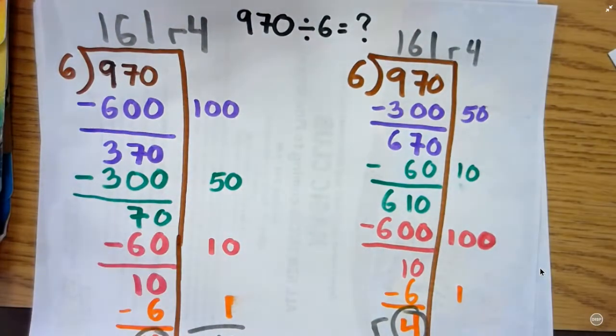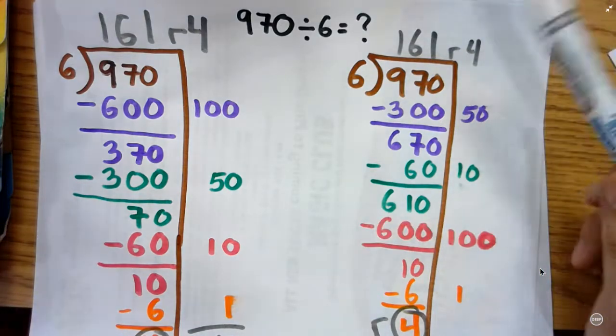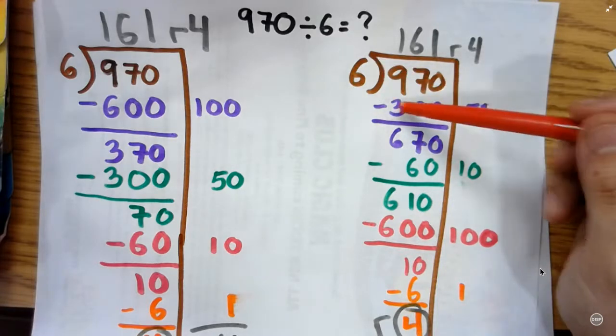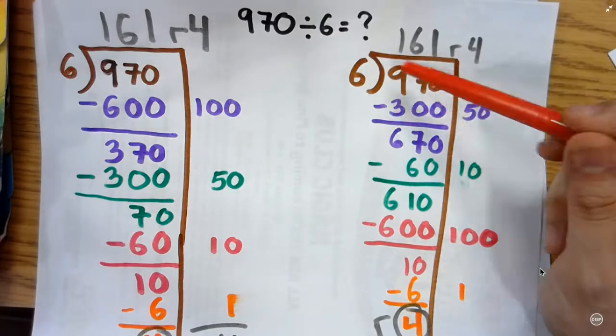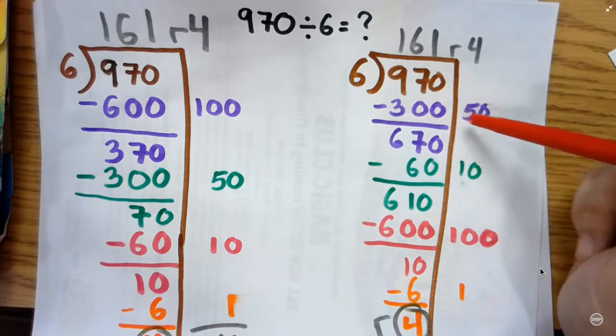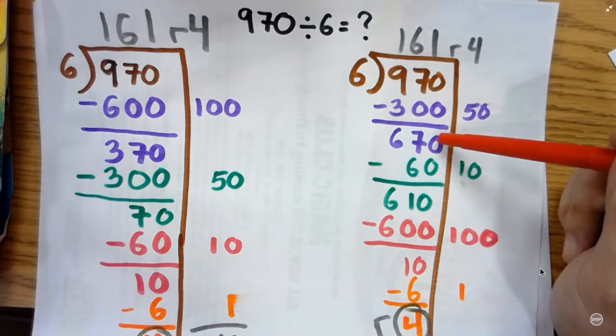In this example here, really all we did is we changed the order, but you can see it made sense that for a student, they might look at this and say, okay, I can take out 300. That's a fact that I know well. 6 times 5 equals 30, so 6 times 50 equals 300. And then I'm at 670.